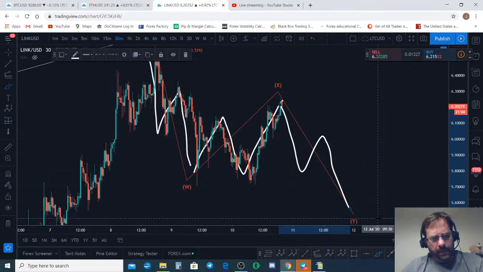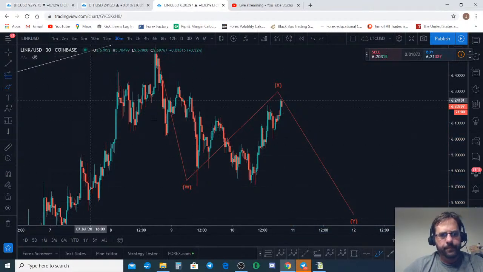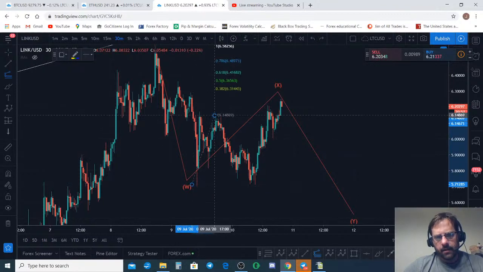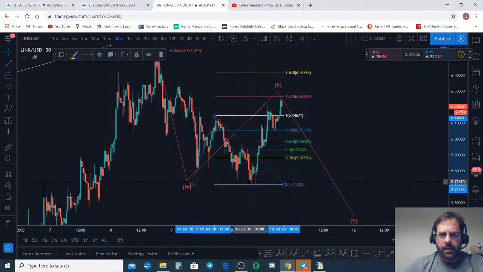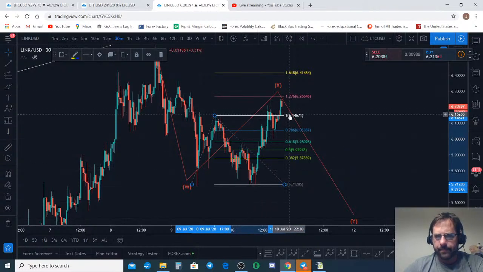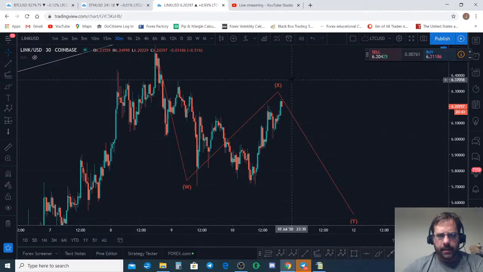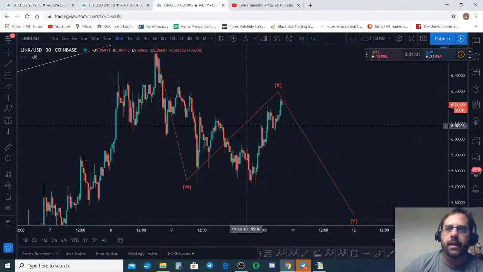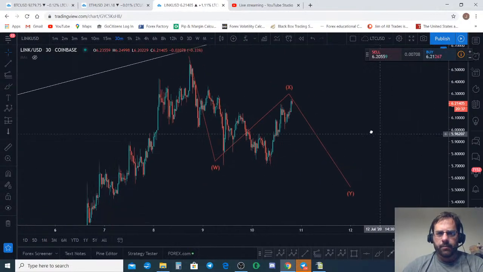Down. Link's going down, guys. So Link is heading down. Yep, hit the 127 extension. Looks like an ending. I'm not sure if that's a flat or not. But it might go up a little bit more, it might have a little bit more room to go up. But it's probably coming down. Link is most likely coming down.